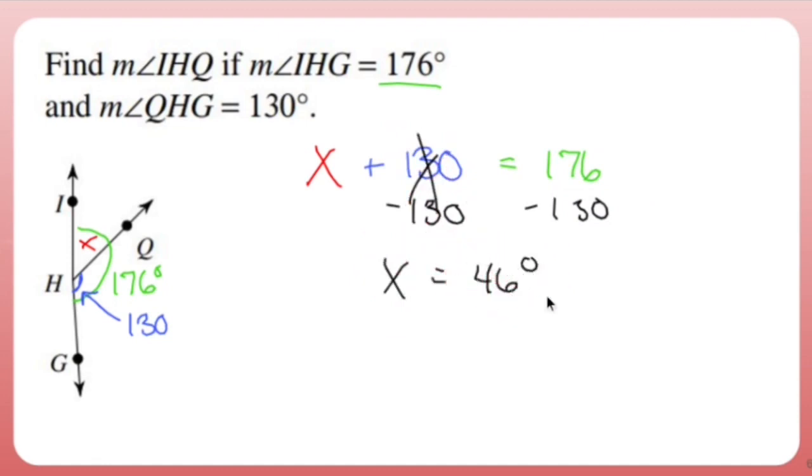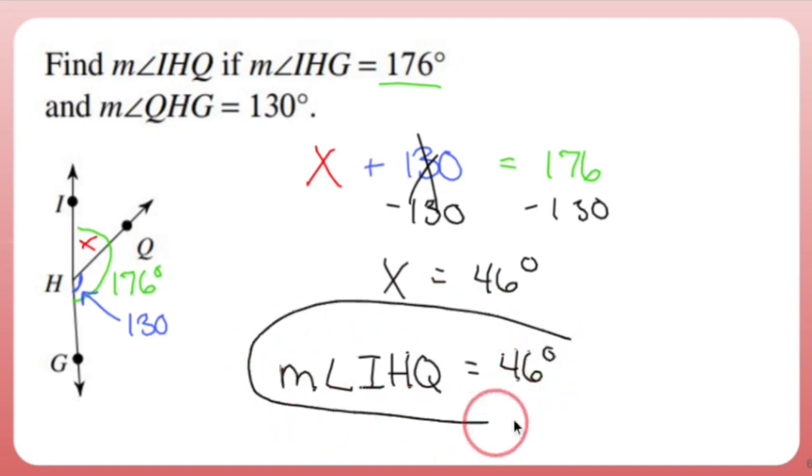Now, I'm not going to call it X. I just used X as a variable. So what I'm going to do is go back to the original thing that it asked me to find. The measure of angle IHQ is 46 degrees. Okay? Angle addition postulate with really basic numbers, nothing crazy, no wacky problems. You could solve this without using an X. You could solve this using common sense just by saying, isn't it just 176 minus 130?